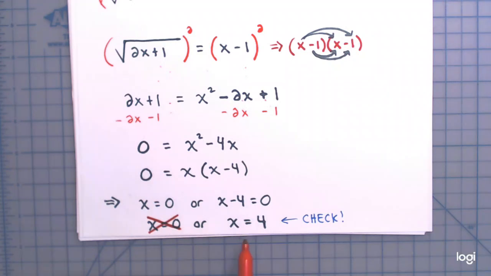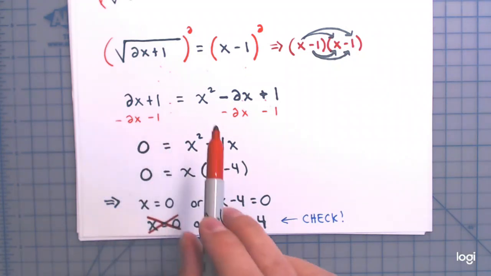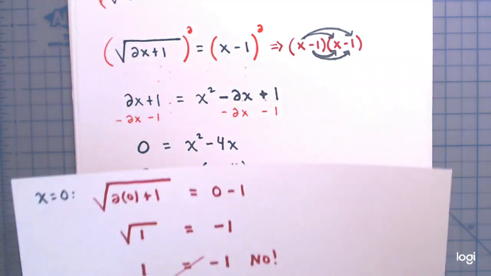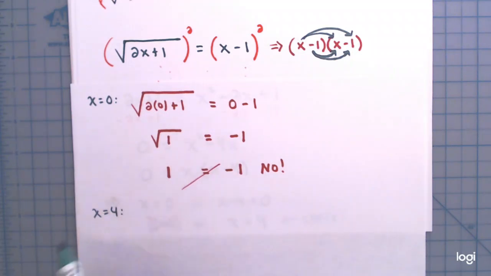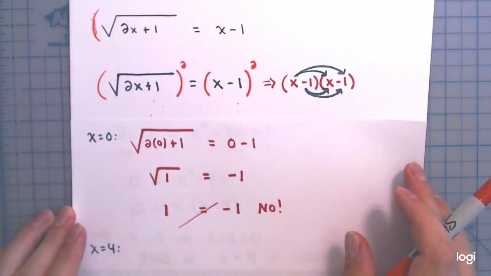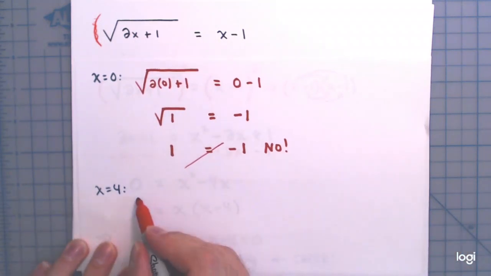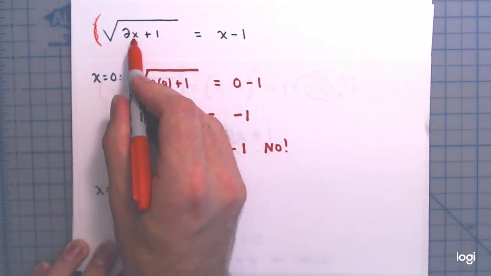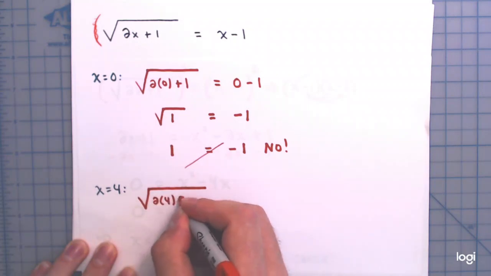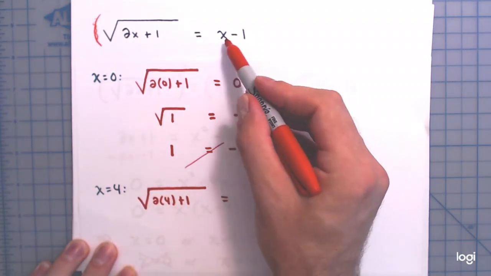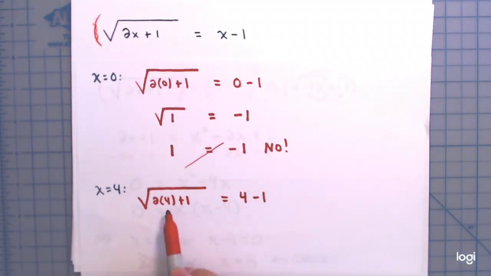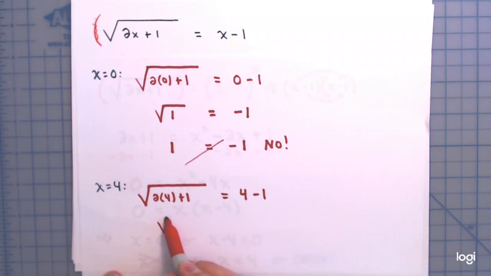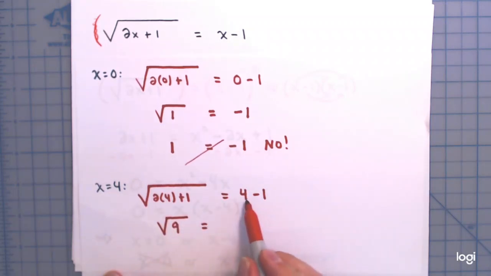All right. Now let me check the other possible solution I got from this quadratic equation, positive 4. So I'm going to check x equals 4. And again, back in the original equation, we have the square root of 2 times 4 plus 1. And is that equal to 4 minus 1? Right, replacing all the x's with 4. Alright, well, look at what's this radicand here? 2 times 4 is 8, plus 1 is 9, so I have the square root of 9 equals, and then 4 minus 1 is 3.